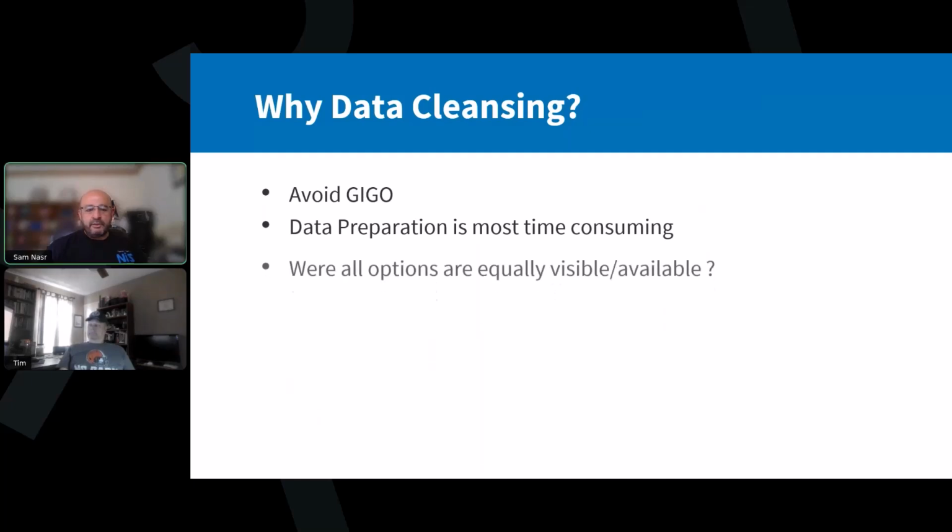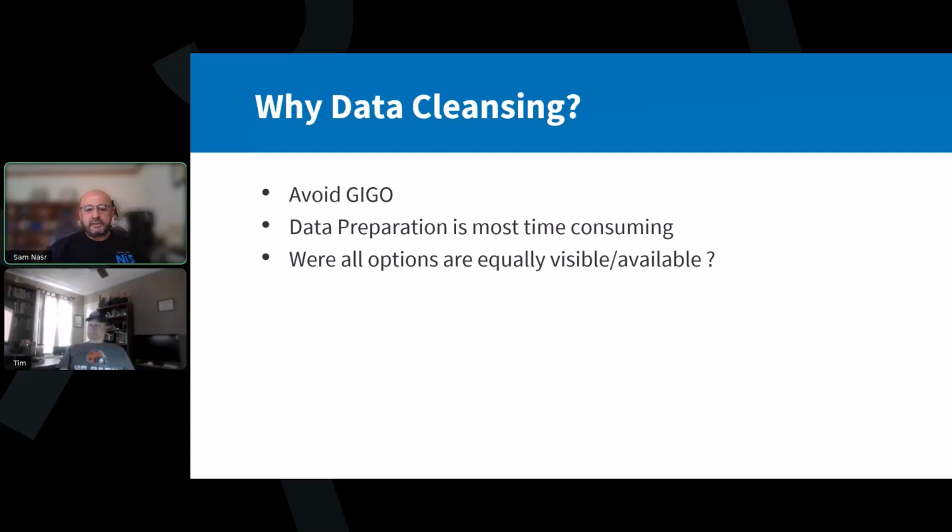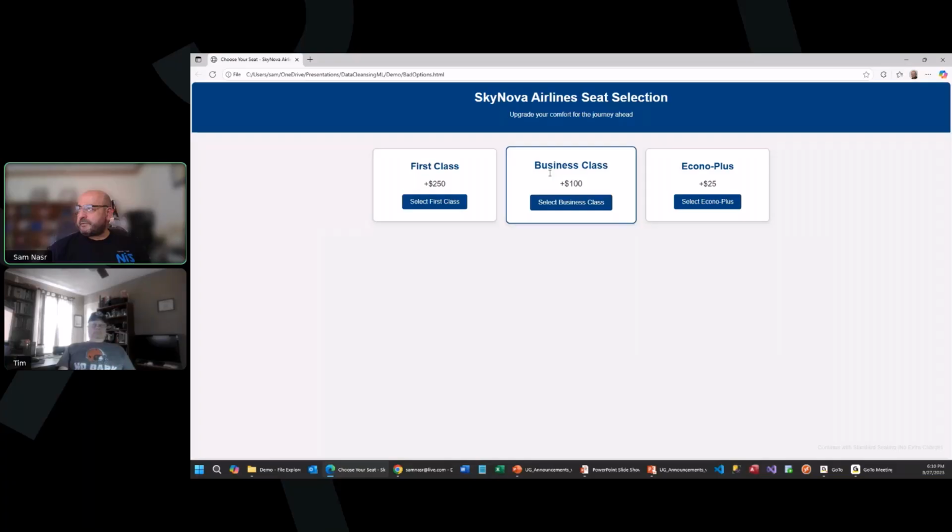One of the things that we want to consider is, were all options equally visible to the user? Meaning, if we present the user with a set of options, are they all equally visible, or is there some kind of a hidden link or something else that might steer the user towards picking a value that we want them to pick? We want them to be able to pick a value freely without influencing them one way or the other. To demonstrate my point, let's take a look at the sample website.